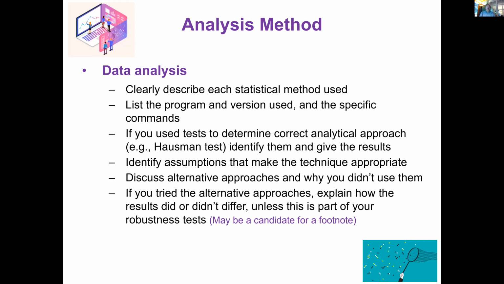Because over time, these things can change, and sometimes people discover in the algorithm used for a specific command and a specific version of software that there's a problem or a flaw. And by providing people this information, not only can they then use them themselves, but over time, it allows people to go back and understand, okay, we know that it turns out that there was a specific problem with the algorithm, and that helps them to reinterpret your results down the road. If you've used tests to determine which analytical approach is correct, for example, if you did a Hausman test to decide whether or not you should do fixed effects or random effects, identify what tests you used, give the results, and then explain how that shaped your decision.